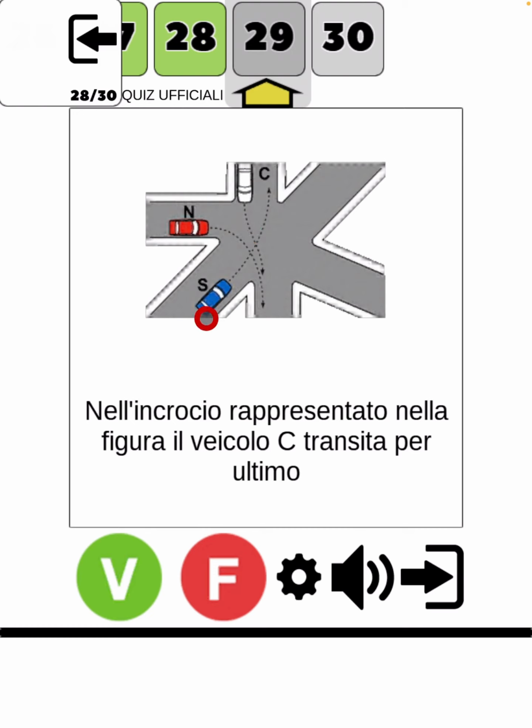First of all, vehicle X, second vehicle N, third vehicle C. Yes, C will be the last one to pass. At the intersection represented in the figure, vehicle C passes last. Yes, the question is vero.